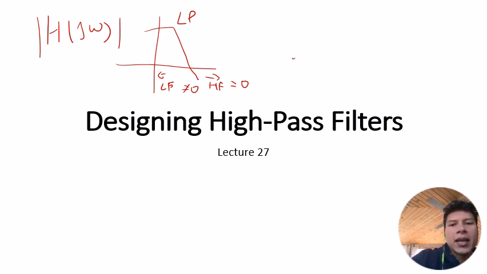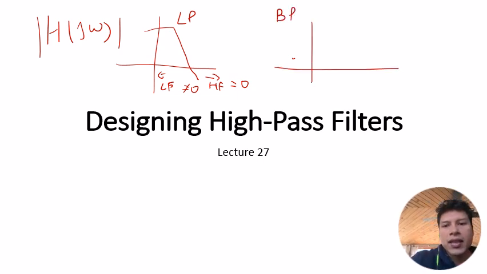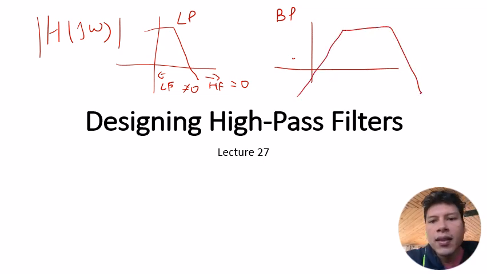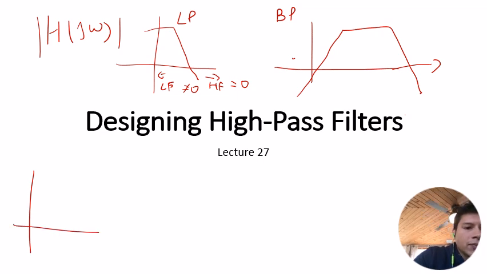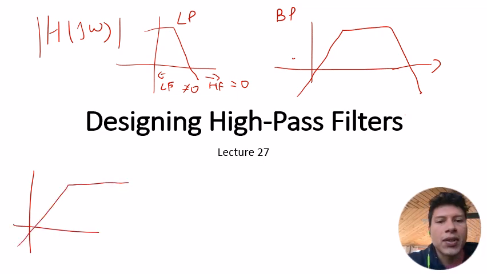We also defined what a bandpass was in the previous lecture, which looks something like this. And then we also defined what we call a high pass filter, which looks something like this.